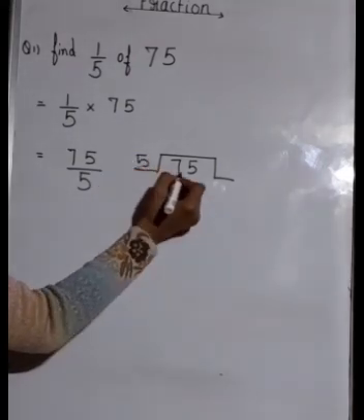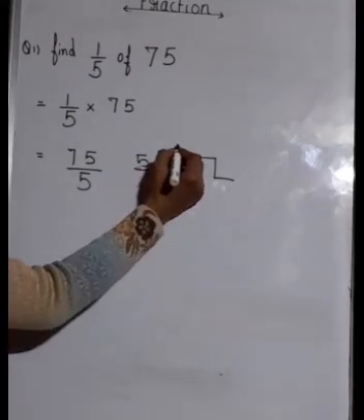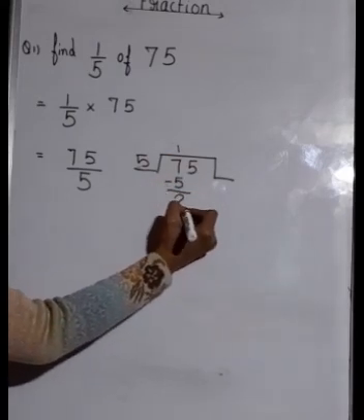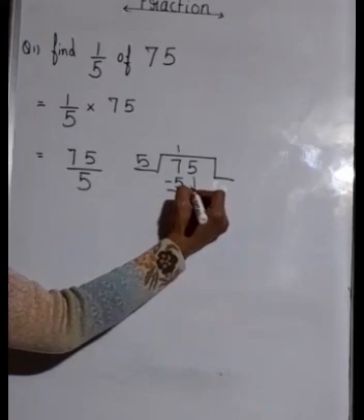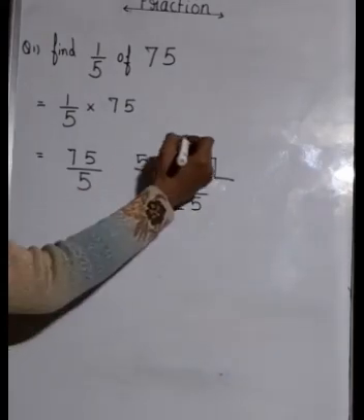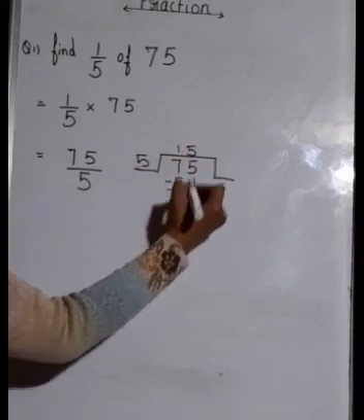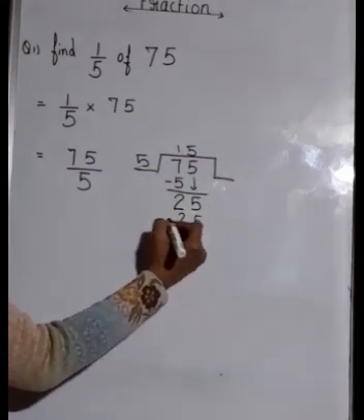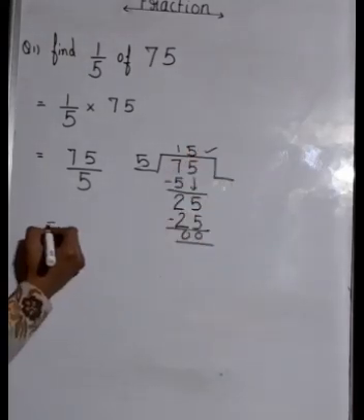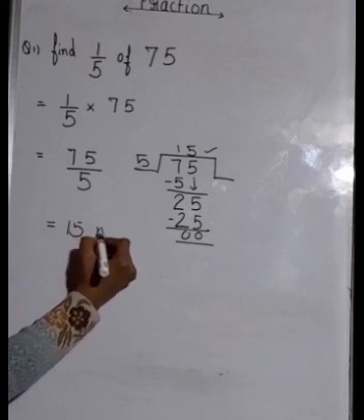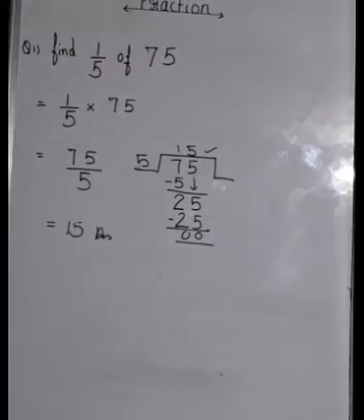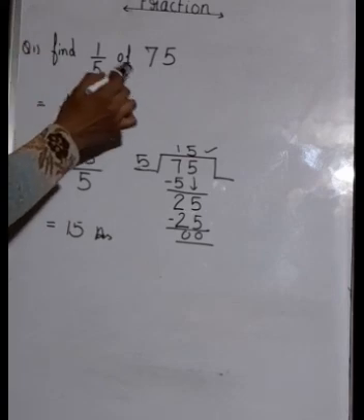Okay. Now you will take the first digit only. Now 5 ones are 5. 7 minus 5 will be 2. Okay. And you will copy this 5 over here. This becomes 25. Now 5 5s are 25. Okay. And when you subtract, what you are getting? 0. Now what is your answer? 15. It means 1 by 5 of 75 is equal to 15. Okay. This is the way of solving this "of" problem.